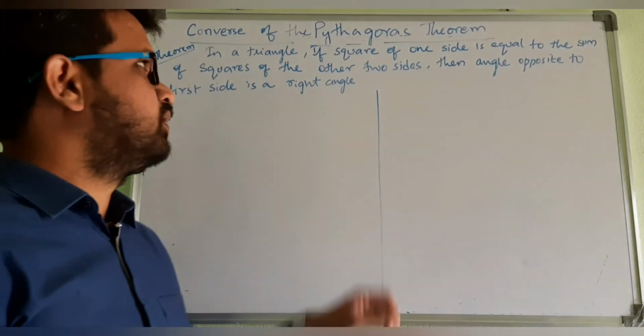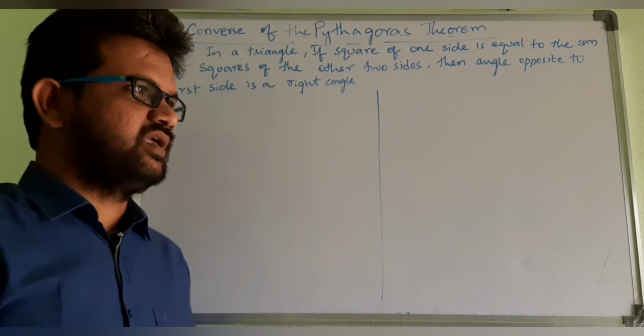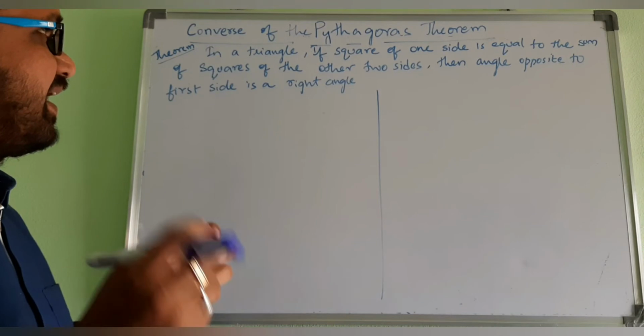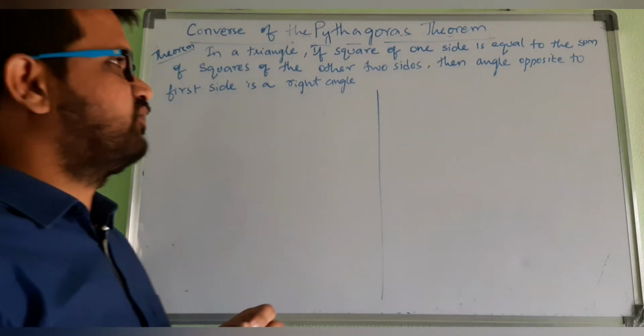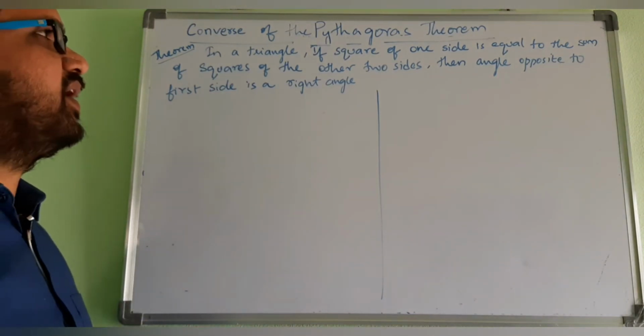Next, converse of the Pythagoras theorem. We have studied the Pythagoras theorem. In that theorem, what is the statement? In a right angle triangle, the square of the hypotenuse is equal to the sum of the squares of the remaining two sides.